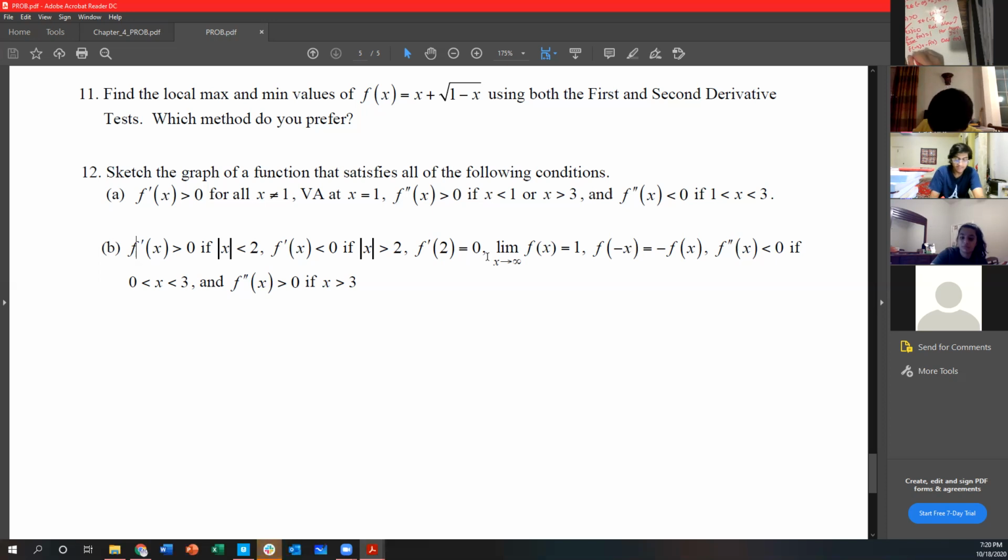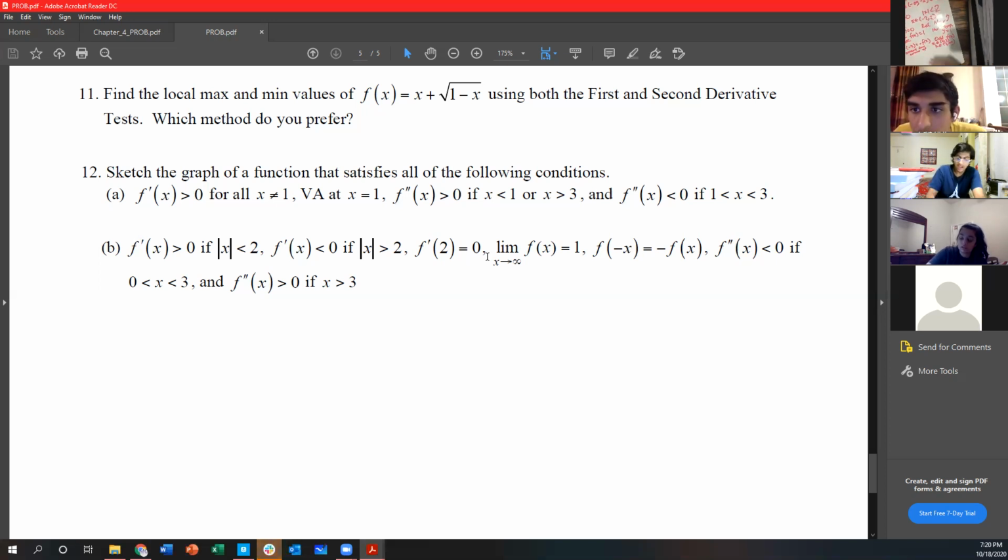We also know that f double prime of x is less than 0. So that means I'm just going to rewrite this as concave down for x between 0 and 3, and concave up for x in the interval 3 to infinity.